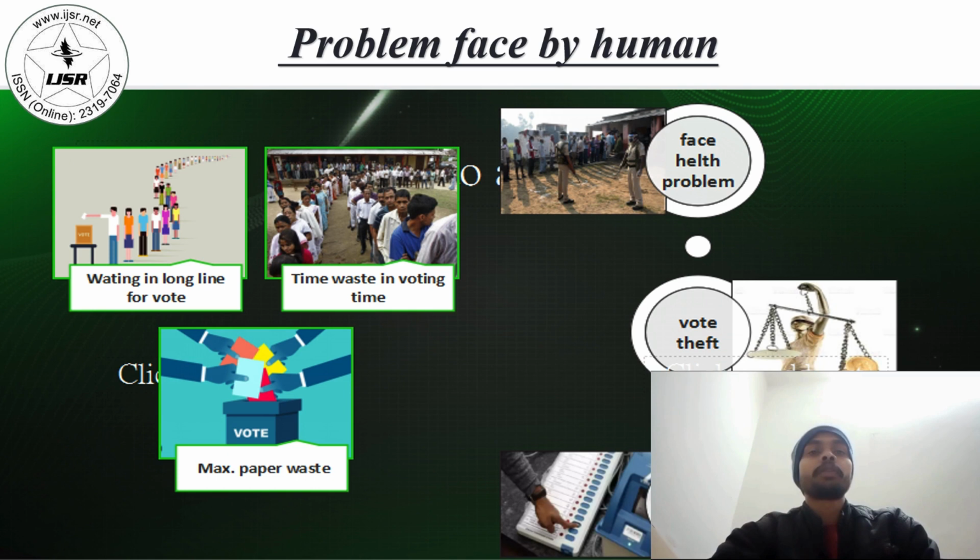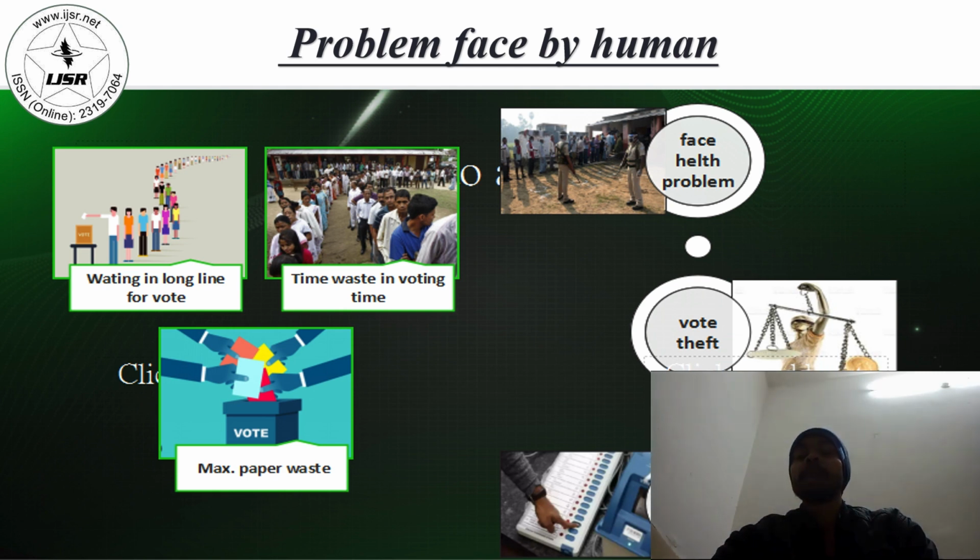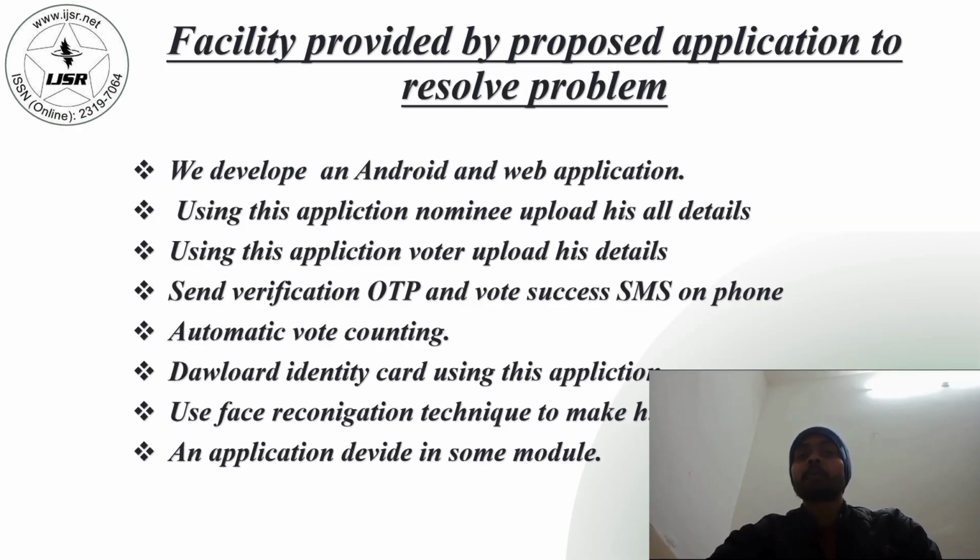There are some problems which humans face at voting time: waiting in long lines to vote, time wasted in voting, health problems, vote theft, voting machine errors, and maximum paper waste in voting. The facilities provided by the proposed application resolve all these issues.